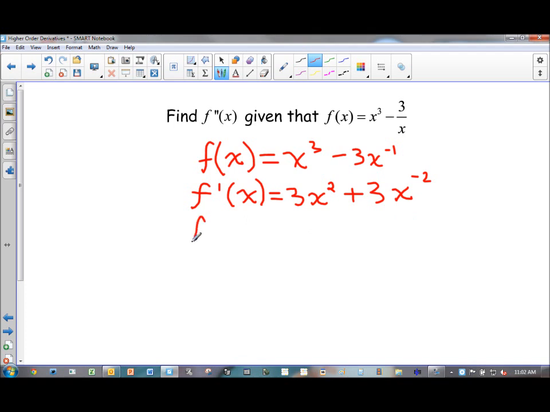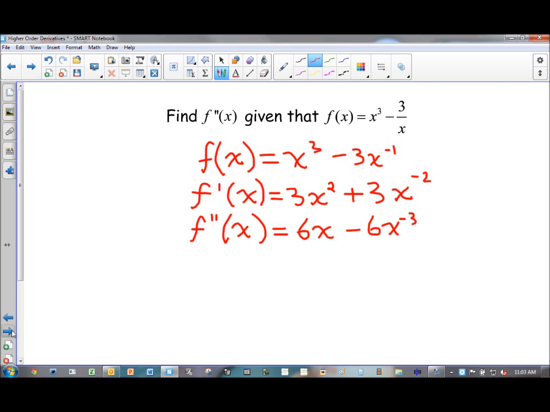Then the second derivative means I'm going to take the derivative of what I just wrote down. And that will be the derivative of this, which is 6x, and then the derivative of this, which is minus 6x to the negative 3. And that's all you do. You take the derivative as many times as you're asked to in the question.